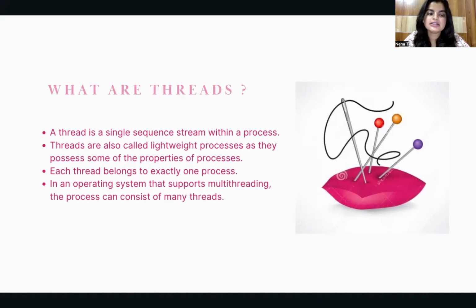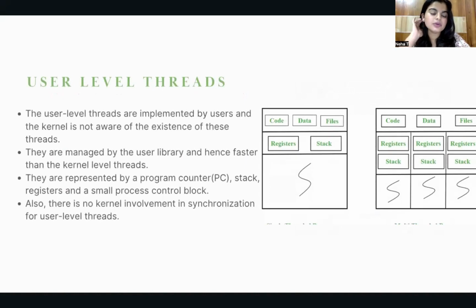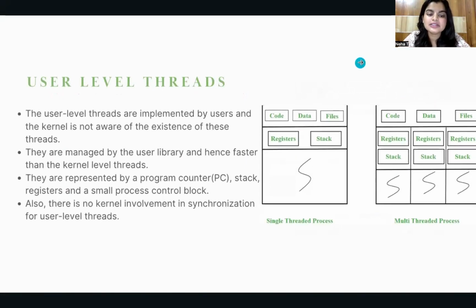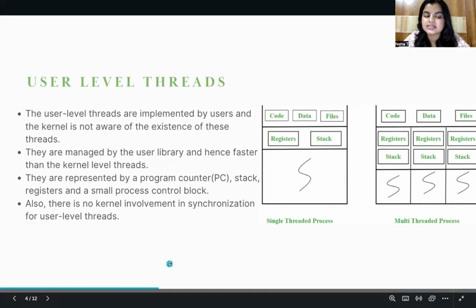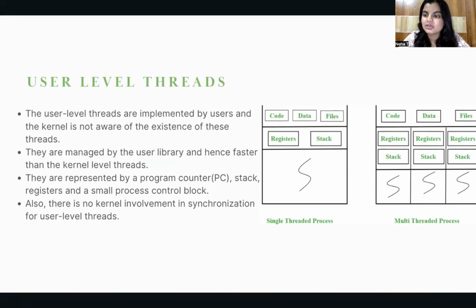So after this, we'll see what are user level threads. The user level threads are implemented by the users and the kernel is not aware of the existence of these threads. They are created, implemented and managed by the user, and the kernel doesn't have any idea about their existence. They are managed by the user library and hence are faster than the kernel level threads.